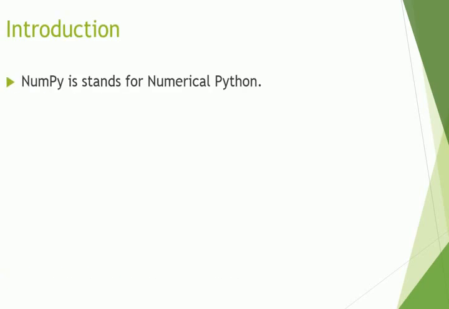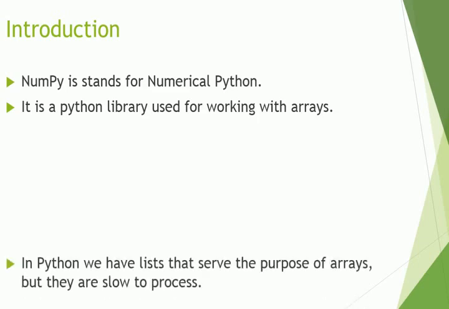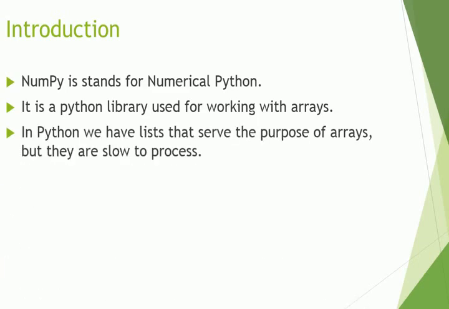So, what is NumPy? First, NumPy stands for Numerical Python. It is mainly used for numerical analysis, like data science. It is a Python library for working with arrays. In Python, we have lists and several other data types that are used like an array, but they are slow compared to NumPy.